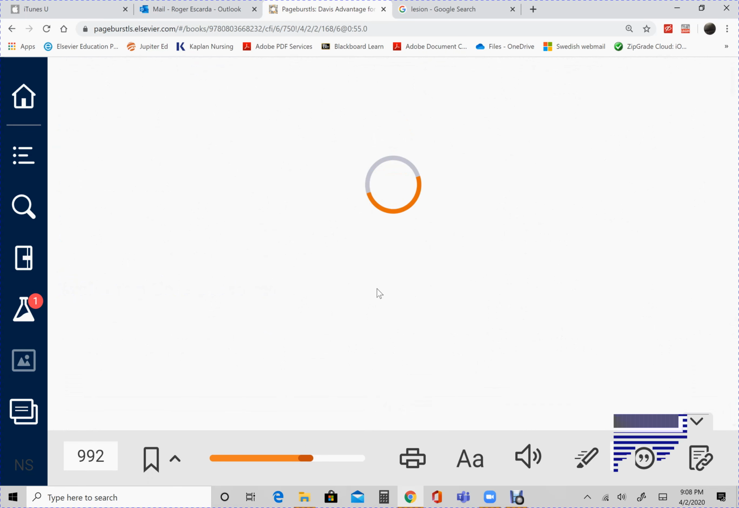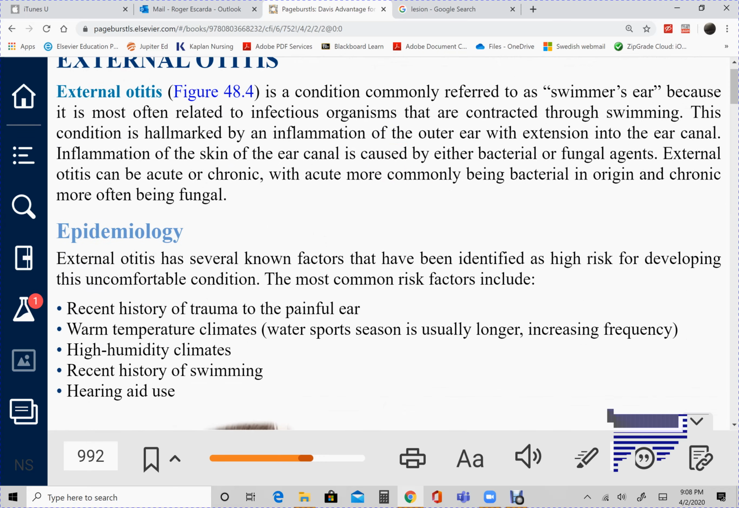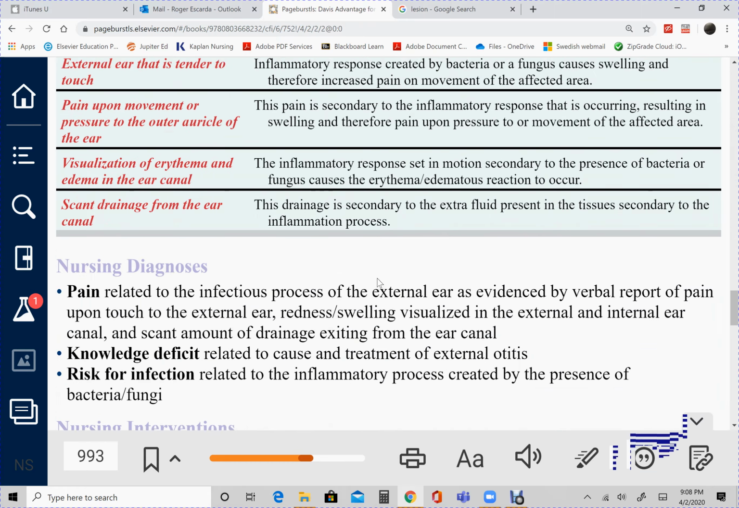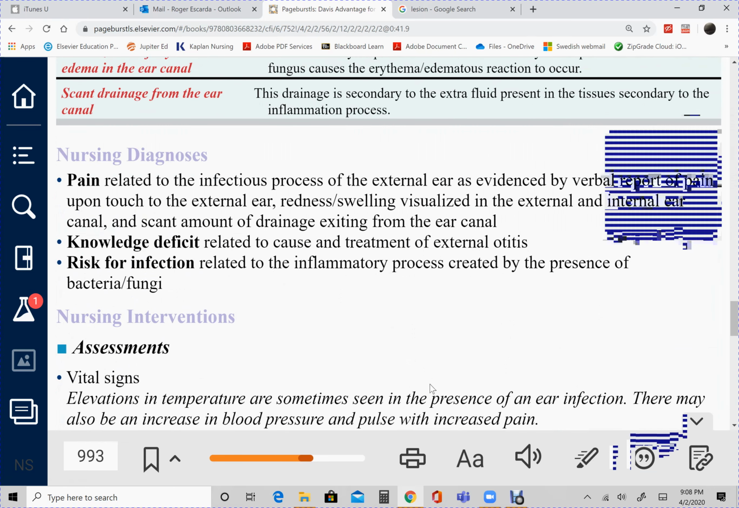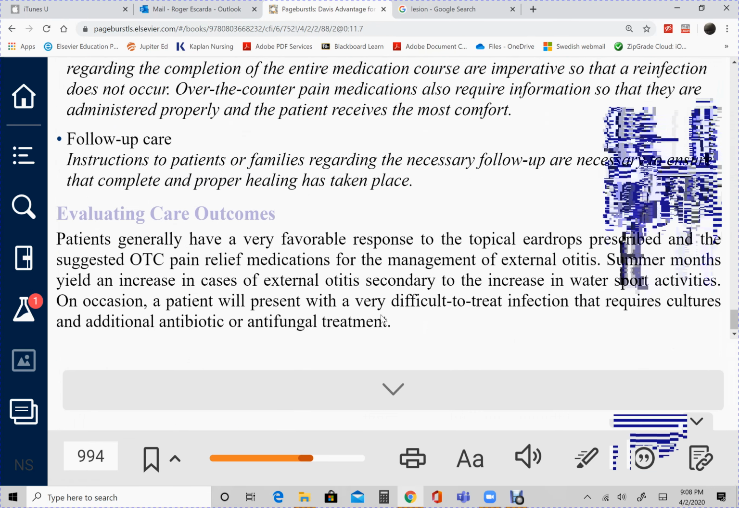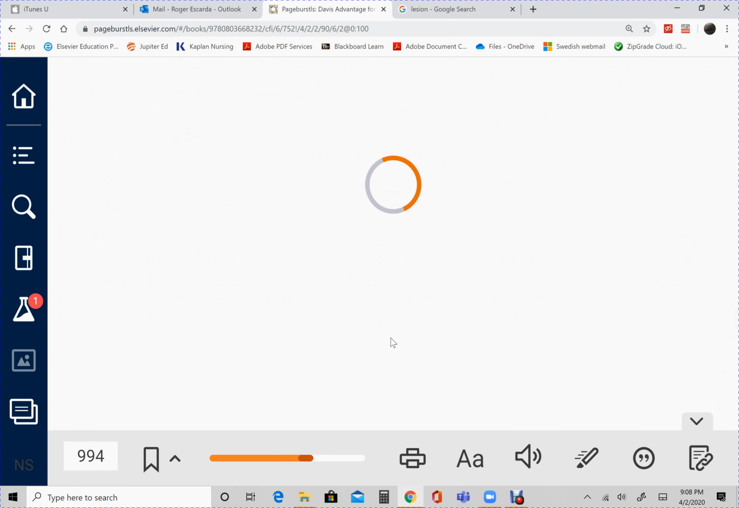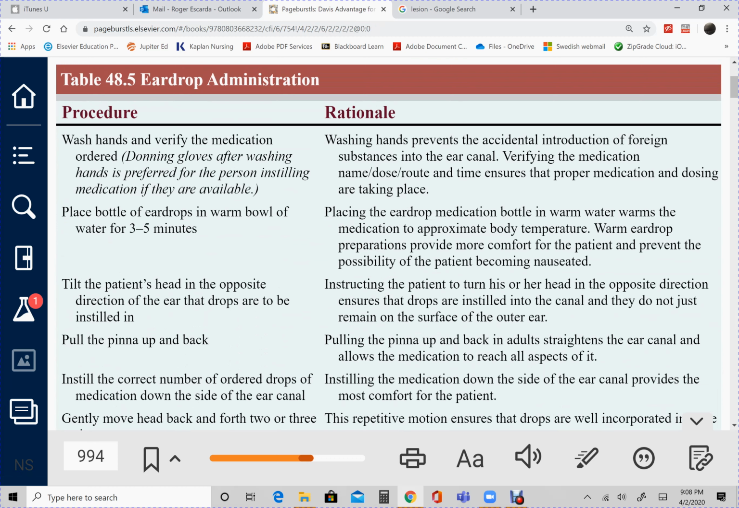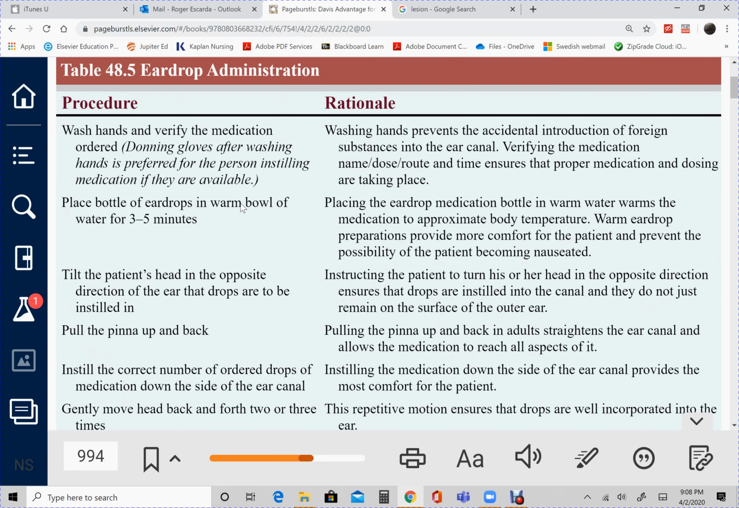Let's proceed with, we don't do external otitis or otitis media, so we'll skip that. We will go to the next page. Although we don't do otitis media, we do have the eardrop administration here. So we discuss application of administration of eardrops. Now, so here is eardrops. Again, please go over the procedure. I won't read it for you.